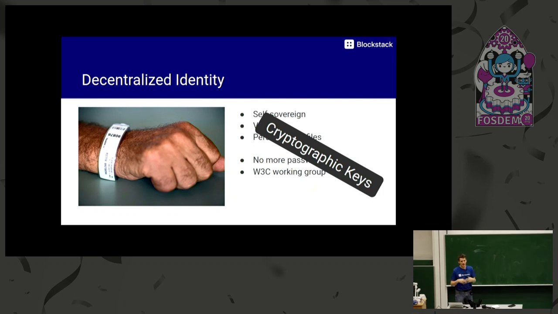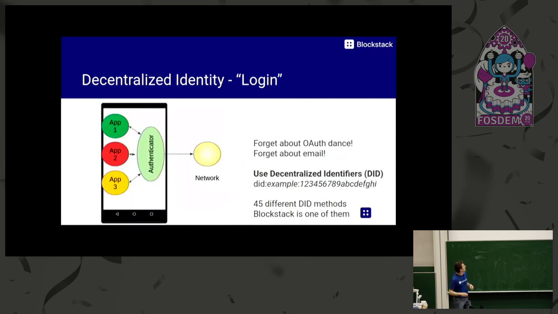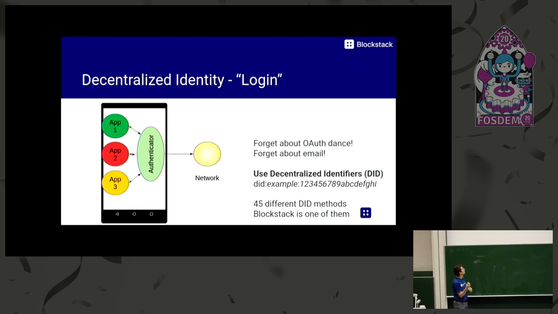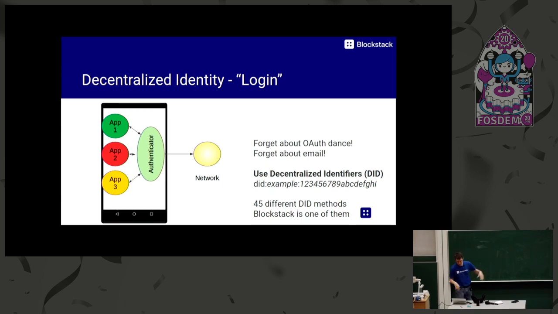Once we have a cryptographic key, then we can work with the data, and there we have this authenticator that owns the private key, that manages your private keys, and an application can ask this authenticator to give you some piece of information that you can prove that you are the owner of the key. So I skipped this. We had the introduction, how this DID looks. So you do not have to have a password anymore. You have 45 different ways how you can create your decentralized identity. And Blockstack is one of them.